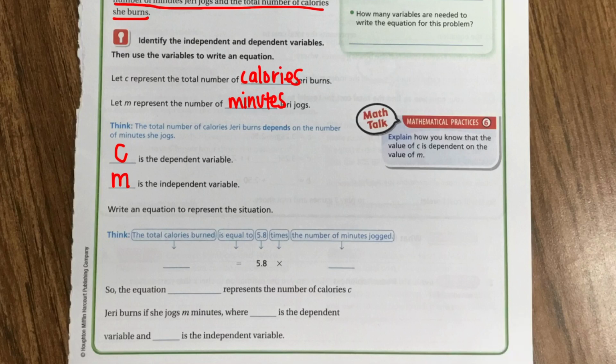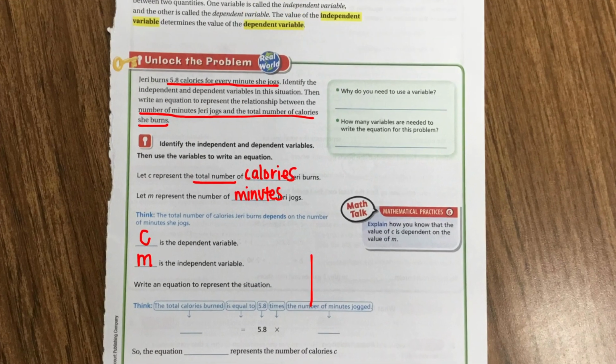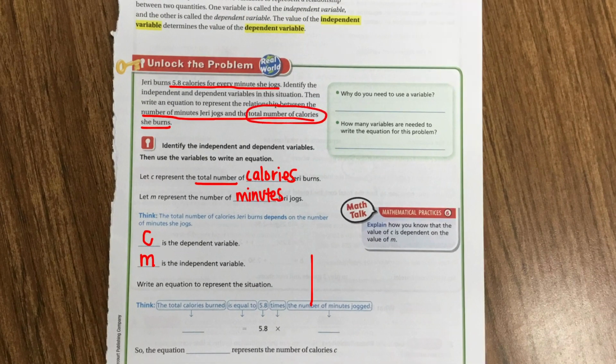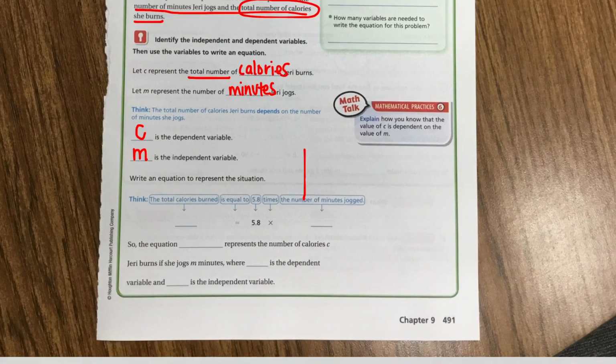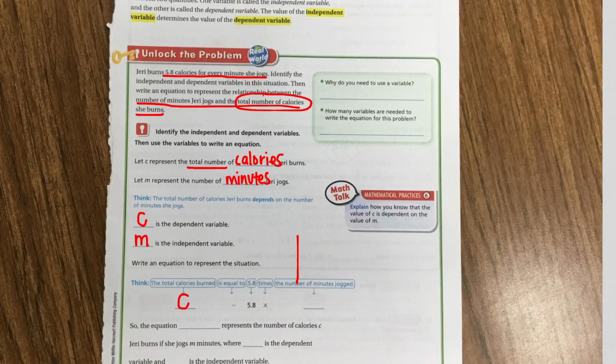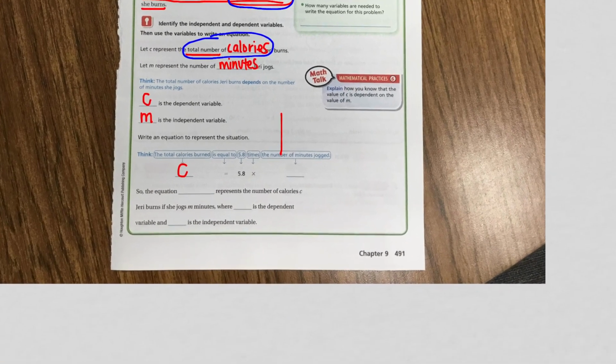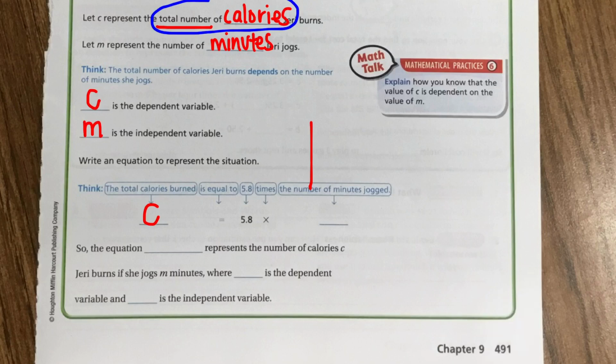All right, now I'm going to write an equation. Okay, so my total, right, and I can see this here. Total number of calories, total number. So what is my total? Again, let's look again. Circle these with me. Total number of calories. So which one is my total? Calories. That's what I'm looking for, right? Okay, so my total calories burned is equal to 5.8 times the number of minutes jogged, which is M.